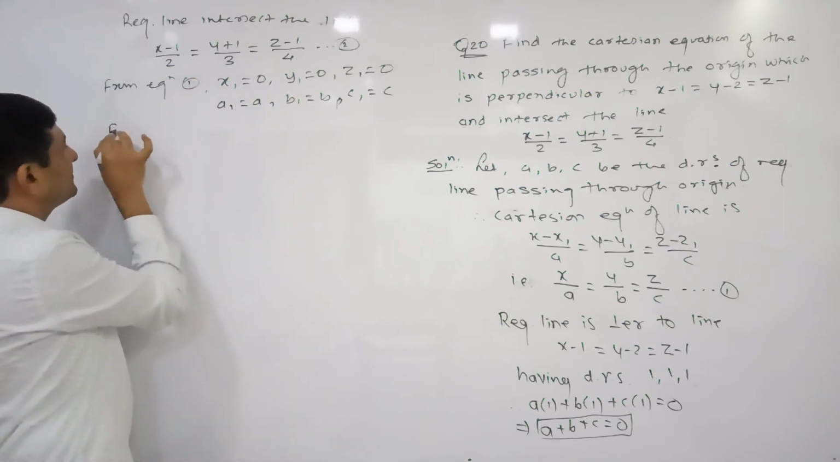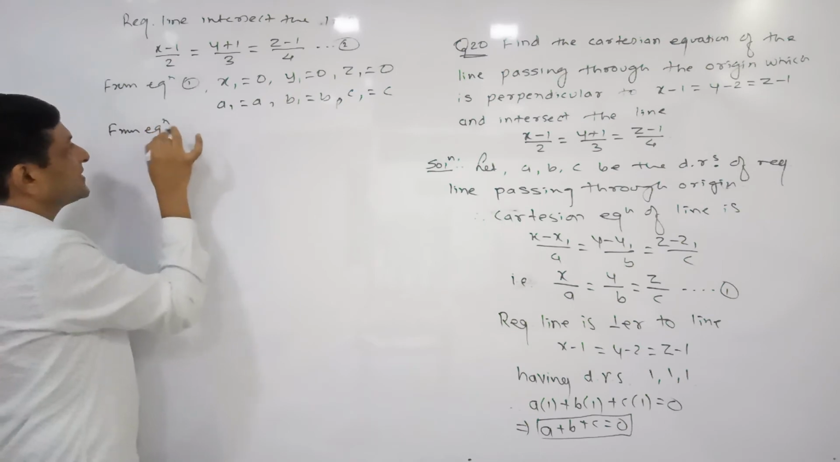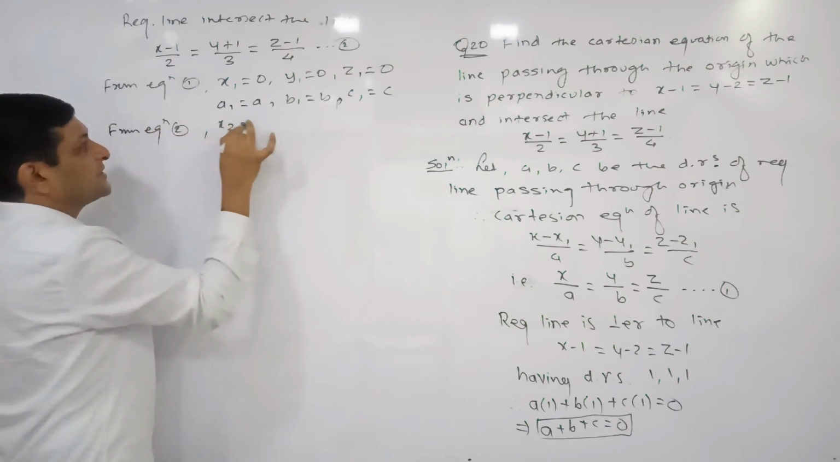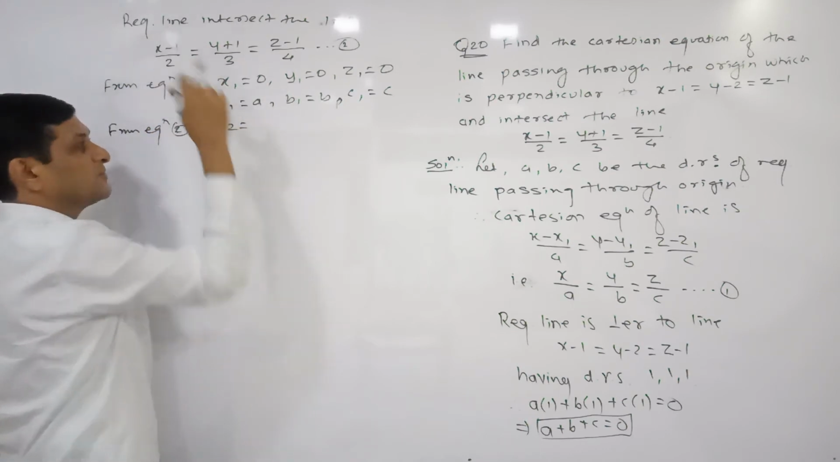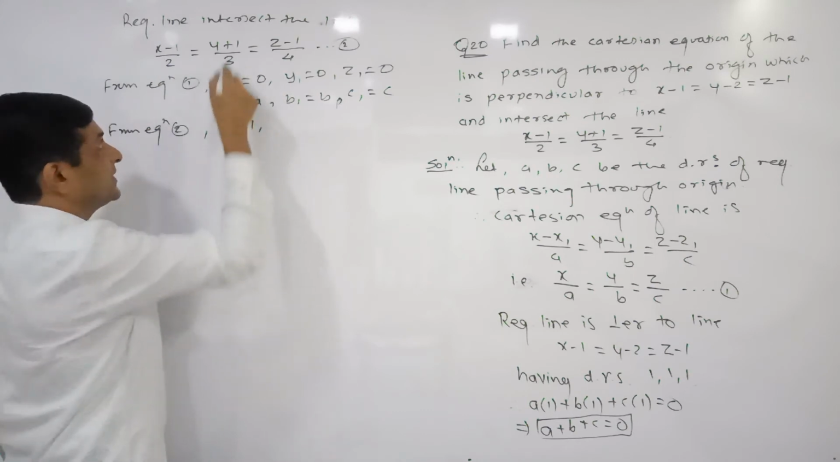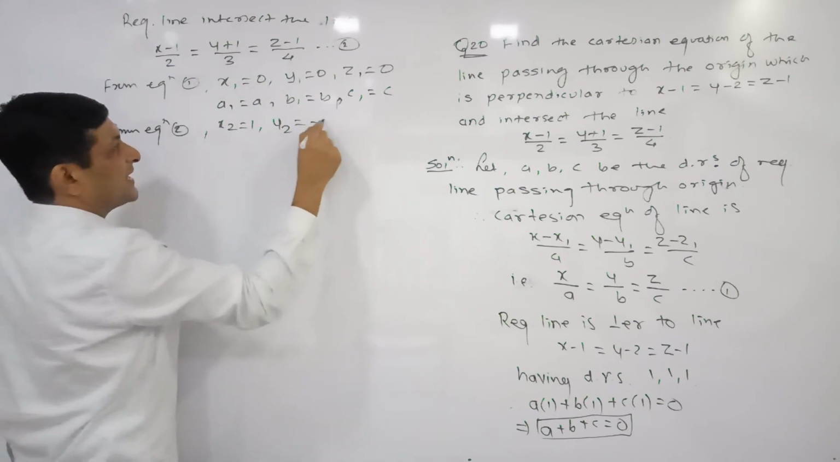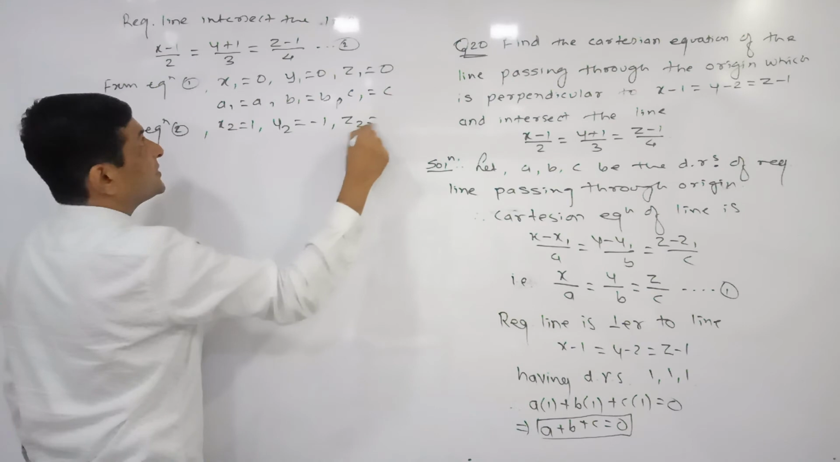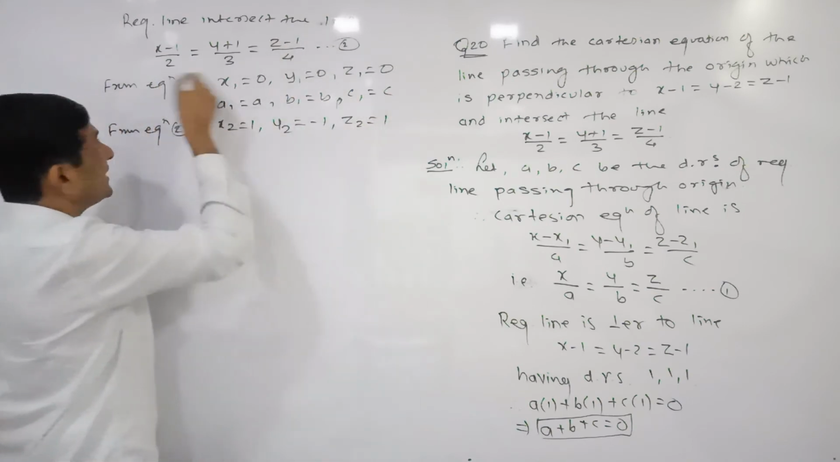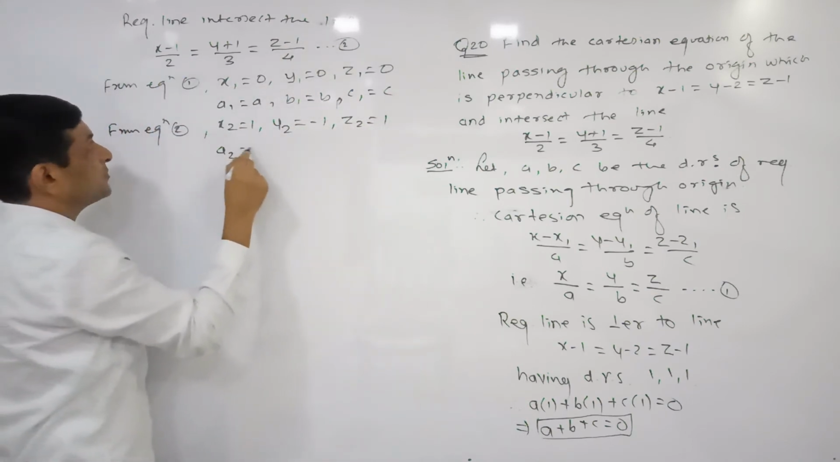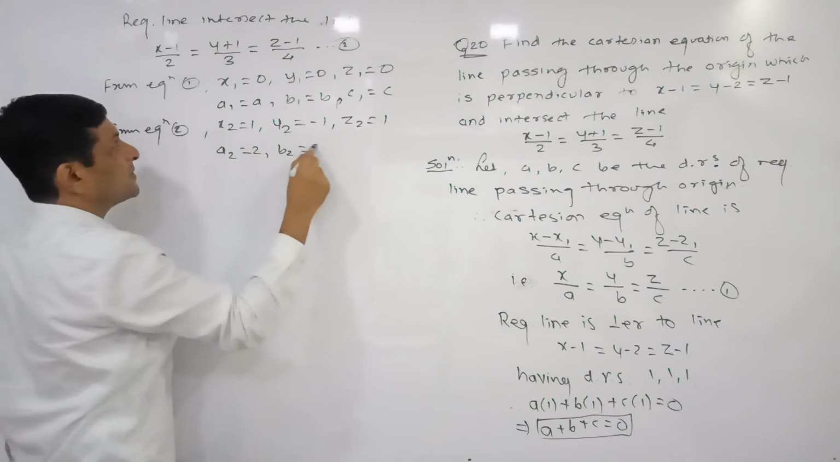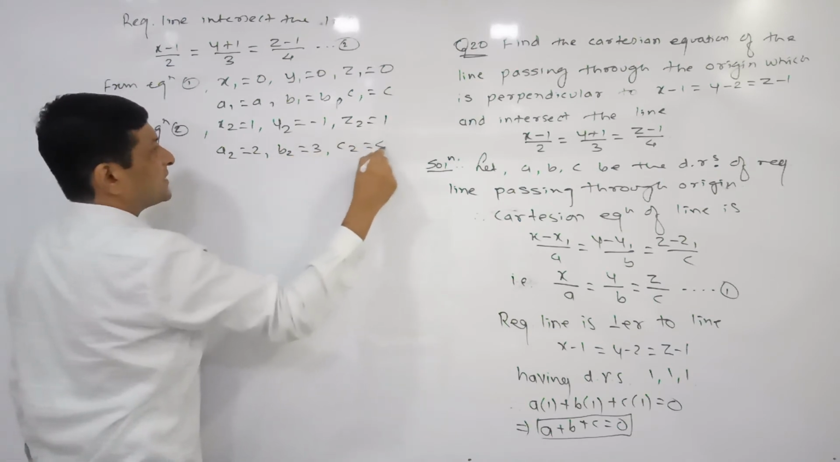And from the second equation, x2 is equal to 1, y2 is equal to minus 1 and z2 is equal to 1. a2, b2, c2 are: a2 is equal to 2, b2 is equal to 3 and c2 is equal to 4.